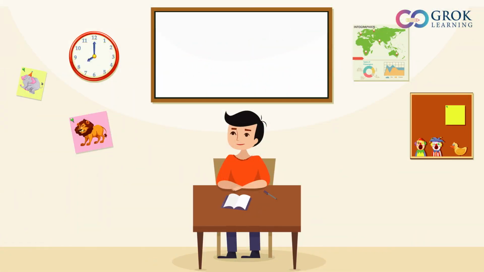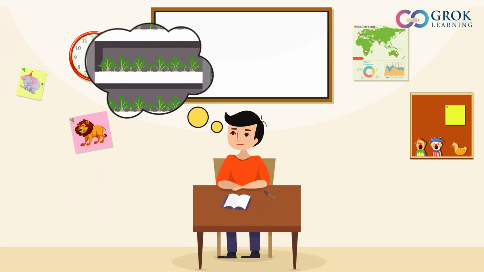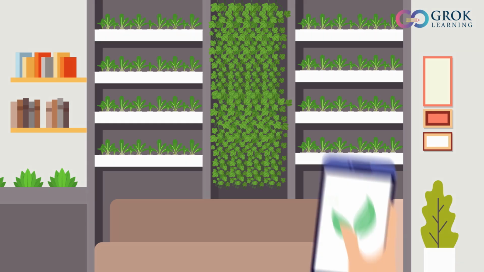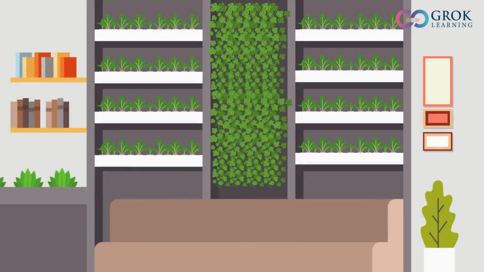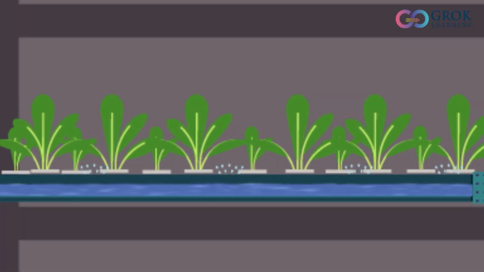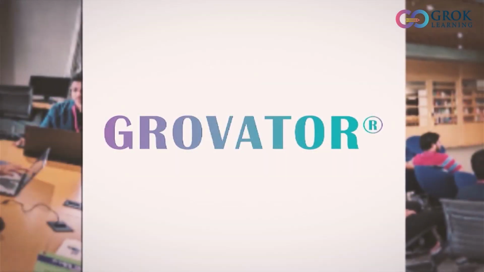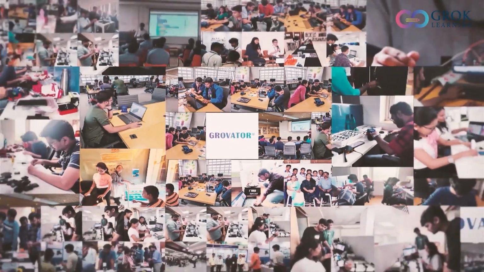So they came up with the idea to have an IoT-based hydroponic system where the nutrient and water levels can be monitored remotely and watering can be automatic based on the level of soil. Using Growvator platform, students implemented this solution.